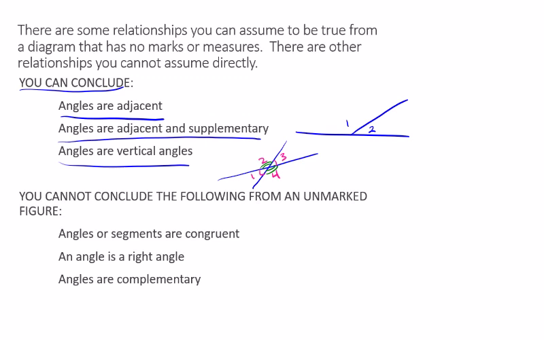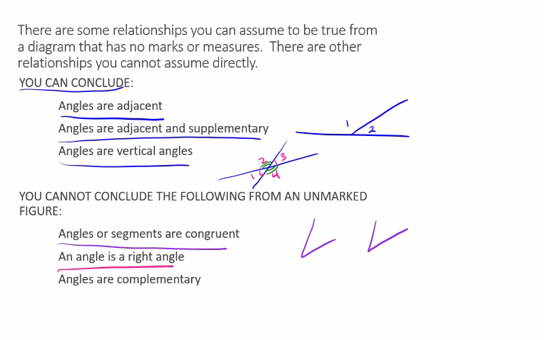So you cannot conclude the following from unmarked figures. Angles or segments are congruent. You can see two angles that look exactly the same, but you can't assume they're congruent unless you see the marks. If you don't have the marks, you cannot assume that they're congruent.